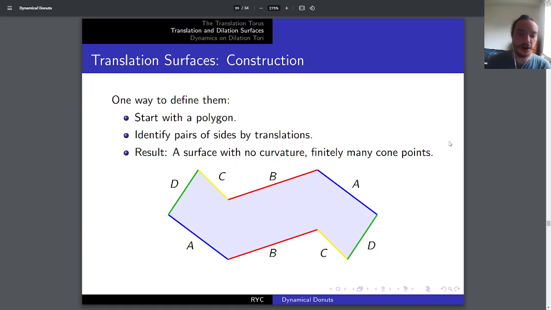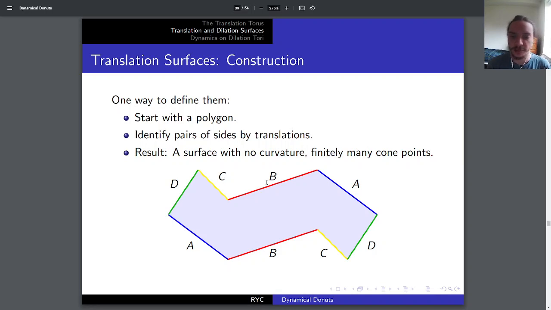All right. So what is a translation surface? A translation surface is just like a translation torus, except now instead of a square, we're going to use any polygon. So we'll start with a polygon, and we're going to identify pairs of sides by translations. So importantly, this means that your polygon has to have pairs of parallel congruent sides. So parallel because we need to be able to translate them, and congruent because they can't stretch or shrink, right?